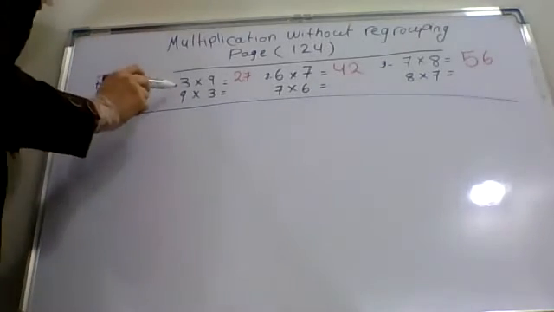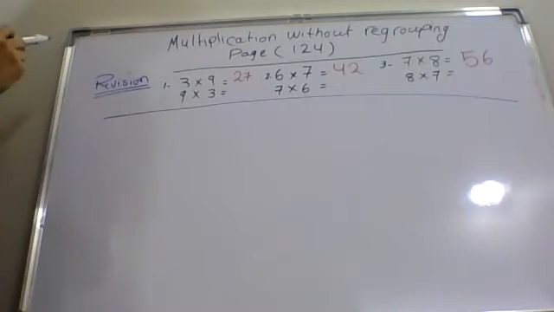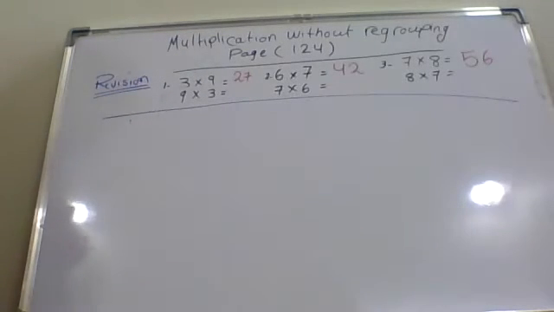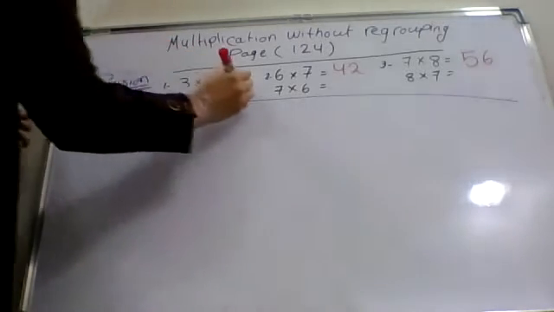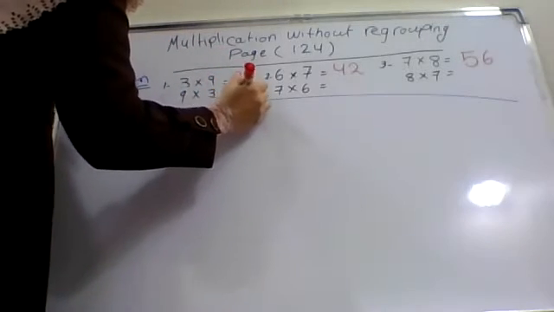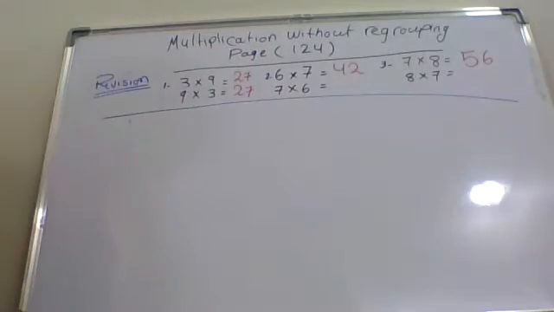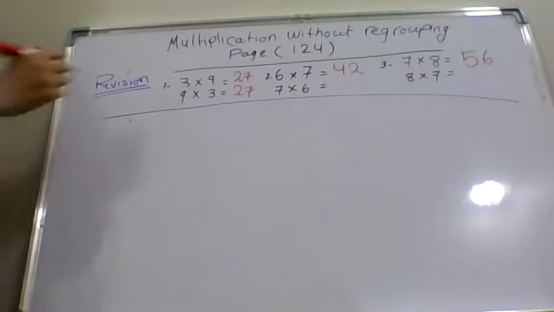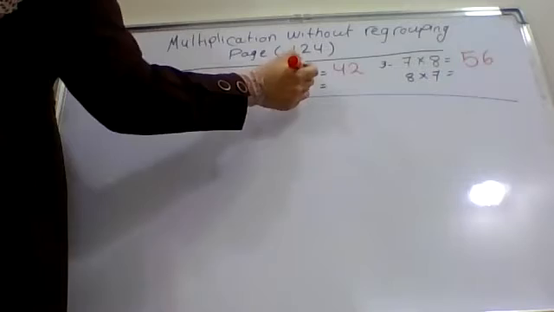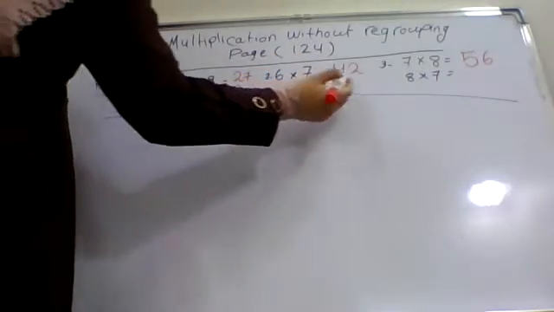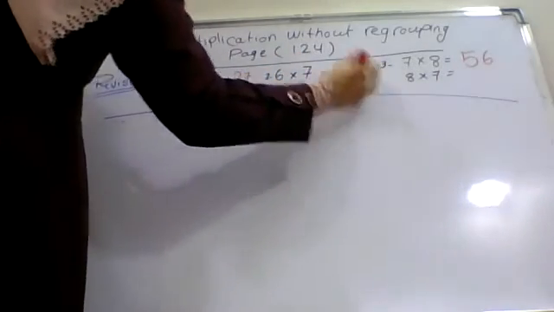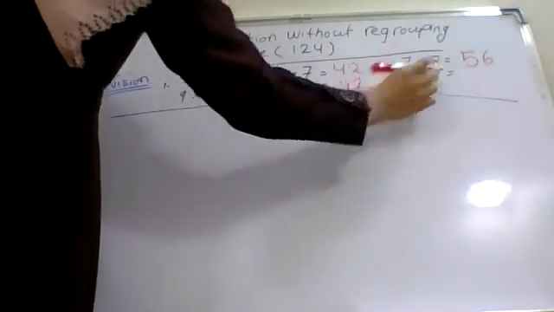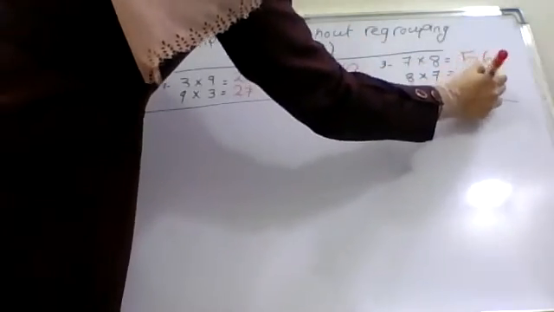Okay, how about if I want to switch the places for these numbers? That means if I want to multiply 3 times 9 equal 27, how about if I want to multiply 9 times 3, is there any change? No, the answer is going to be the same, right? So the answer is the same, which is 27, even if I switch the places for the numbers. So 6 times 7 equals 7 times 6, which is 42, and 7 times 8 equals 8 times 7, which is 56.